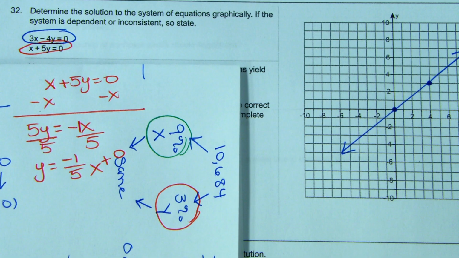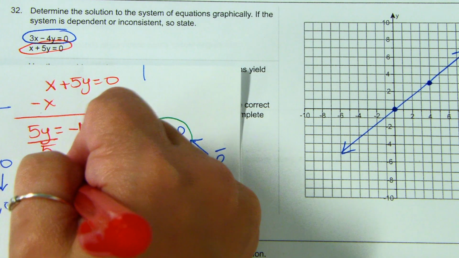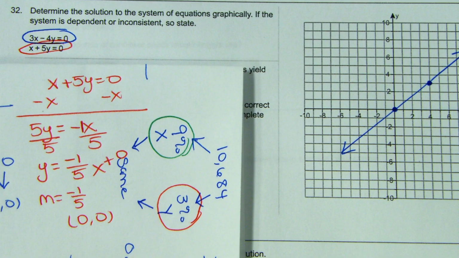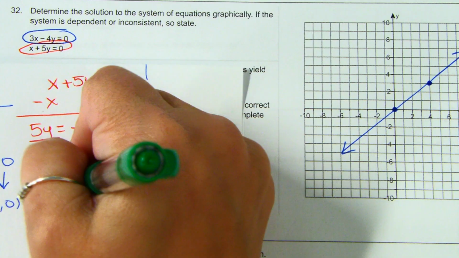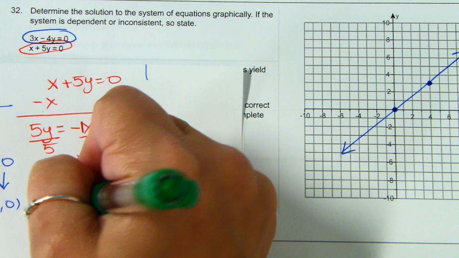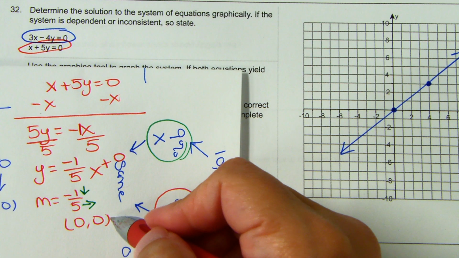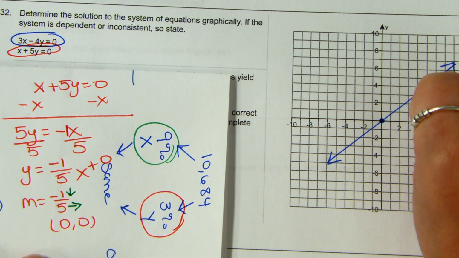The negative on top is my vertical change. That means I'm going to go down 1. The number on bottom is my horizontal change. It's still positive, so I shoot to the right 5. So notice though that my y-intercept was the same. I'm starting at 0, 0, but I'm going to go down 1 to the right 5 to plot my next point. And then I connect my 2 points, and then we're going to have to think about what this tells us about our system.